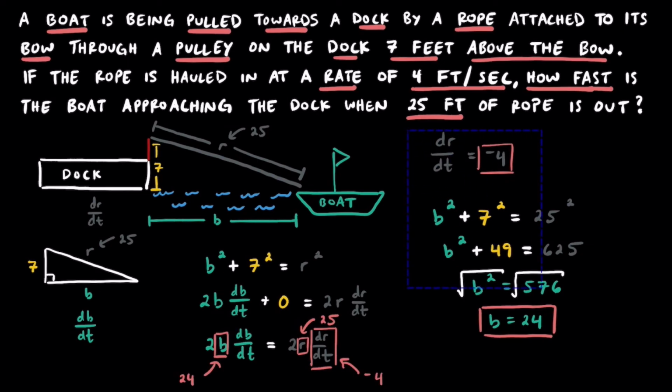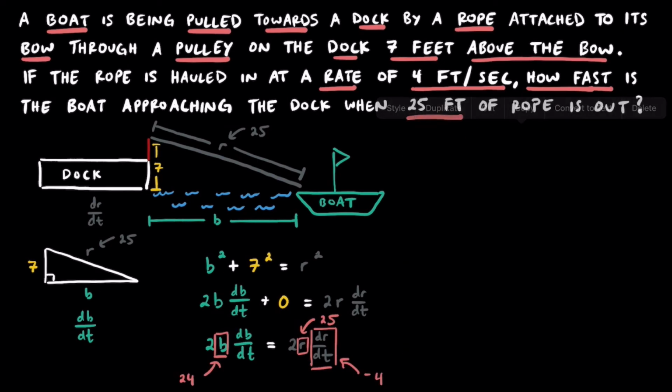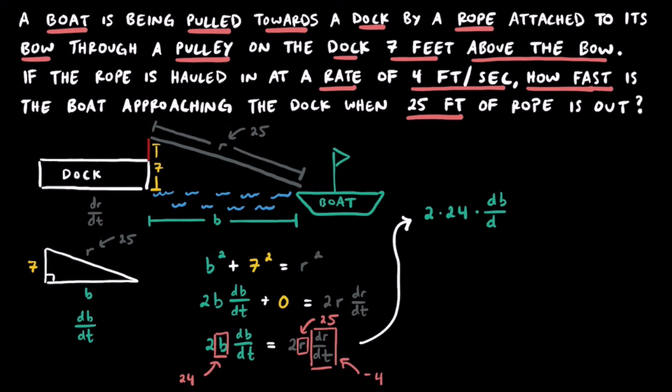Just to clear up a little bit of space to finish this problem, let's get rid of this and let's simplify this equation. We can now make some substitutions and write 2 times 24 times the db dt, the rate at which the boat is approaching the dock, and that will be equal to this 2 times the length of the rope, which is 25, times the -4, because the rope length is getting shorter.